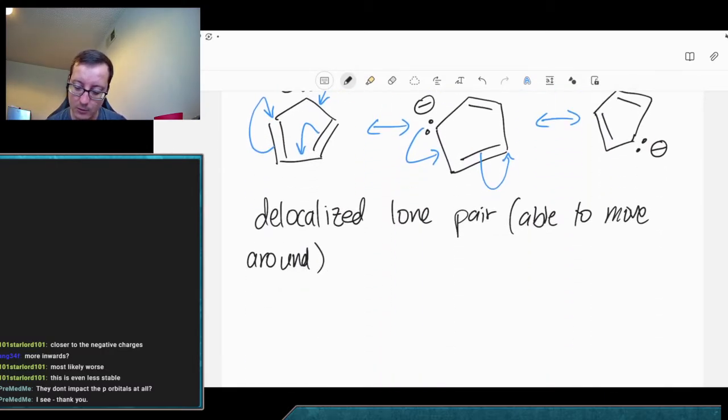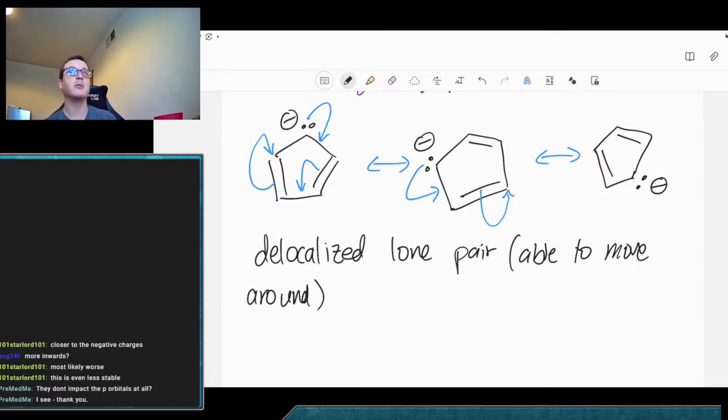All right, but in terms of what we will call those lone pairs, we have localized ones, which are stuck. They cannot participate in resonance. And then we have delocalized ones. So there we have that. All right, do we have questions on that little bit there?